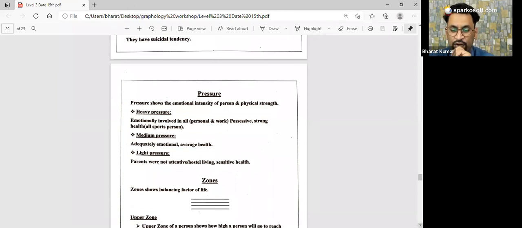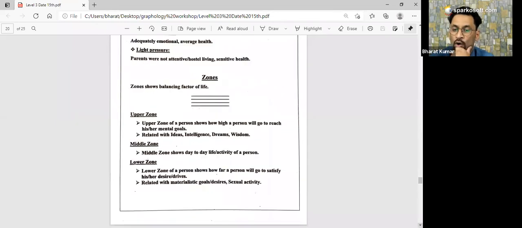Can the style of using terms in narration and writing sentence be considered? Yes, unconscious temperament. You are right. Actually, graphology is related with unconscious. Heavy pressure, more assertive, correct. Medium pressure, adequate emotional, average health. Light pressure, meaning they faced many issues in their life through parenting and health issues.